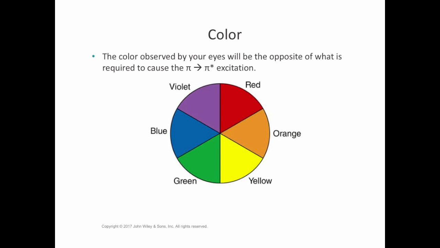The color observed by your eyes will be the exact opposite of what is required to cause that excitation from the HOMO molecular orbital to the LUMO molecular orbital. So if the molecule absorbs in the red region, we see green. If it absorbs in the blue region, we see orange.